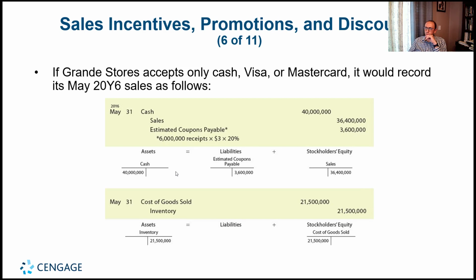So how are we going to show that in the accounting equation? Cash has increased by $40 million. The estimated coupons payable is 3.6 million. The sales is $36,400,000. So that would keep the accounting equation balanced. The cost of goods sold of these items would be debiting cost of goods sold and crediting inventory for the same value, which is the $21,500. This is directly given from the problem.